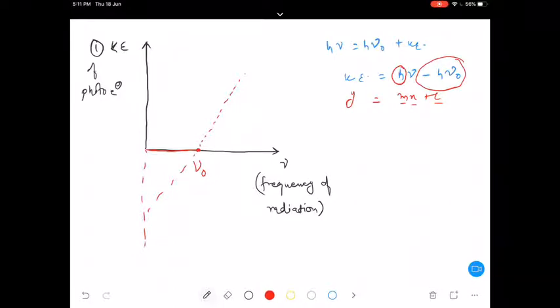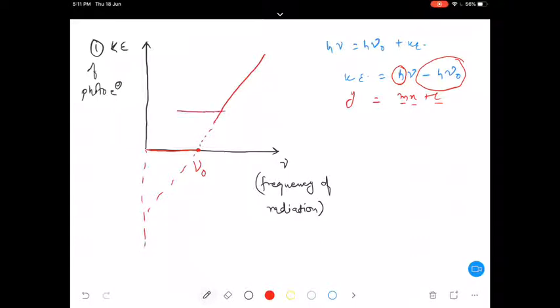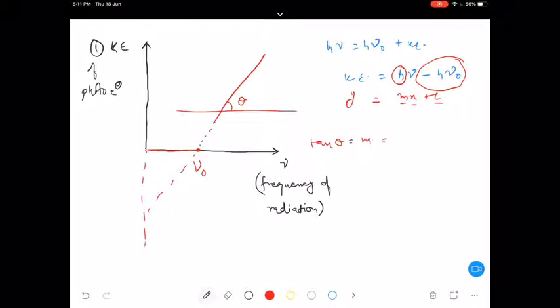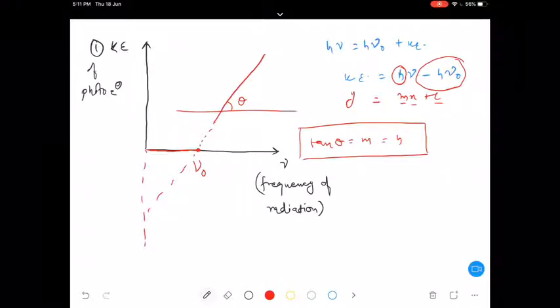Or here, if I want to write, let's say this is the curve we are obtaining. If I write this angle as theta, tan theta I can write as m, or simply h. Is that right? Any confusion, any doubt with this curve? Up to this point, kinetic energy will be 0. Then after this, as we are increasing frequency, kinetic energy will increase gradually. Correct?